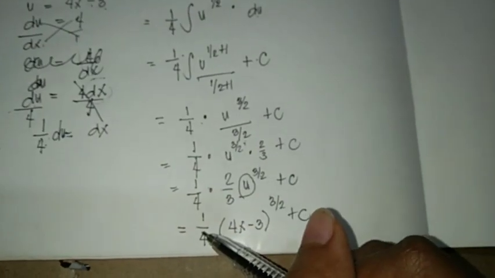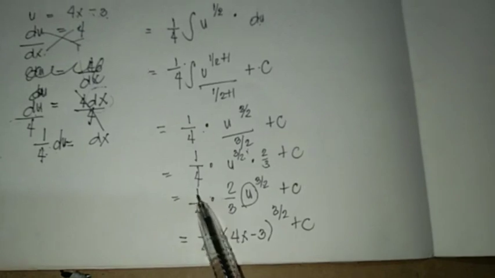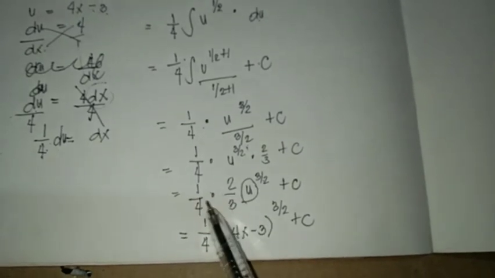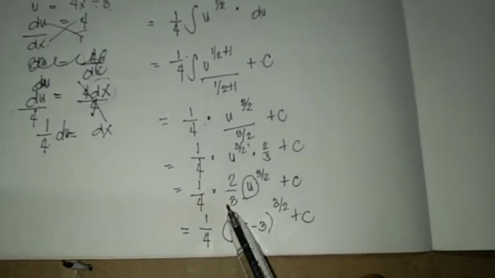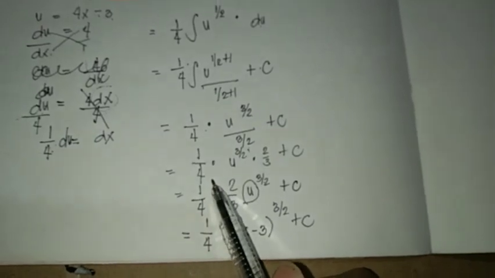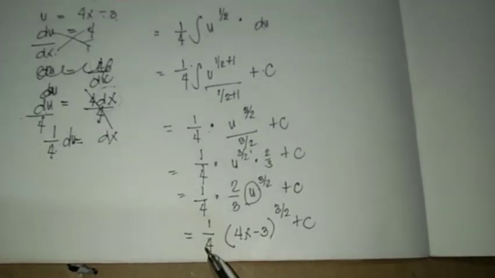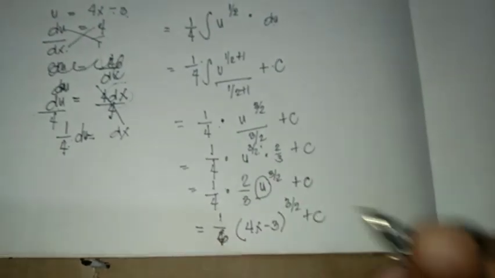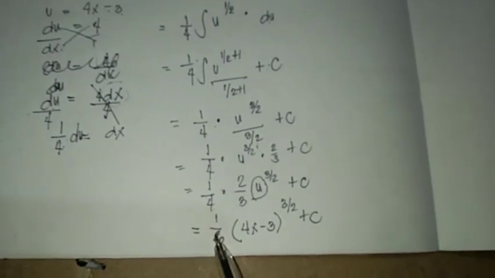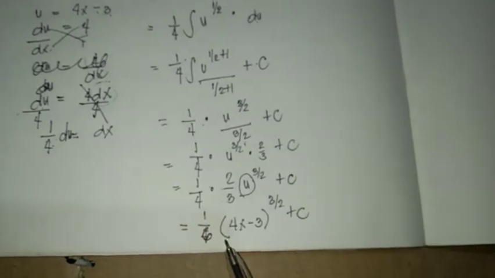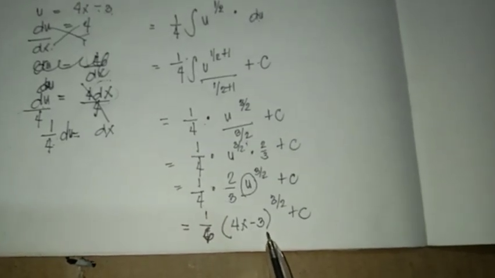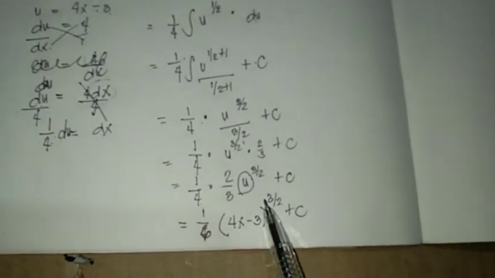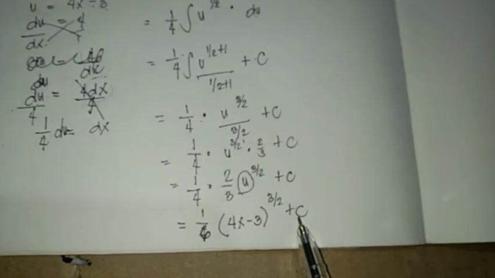So, it's not 1/4. It's 1 times 2, 2. 4 times 3, 12. So, its lowest term of 2 over 12 is 1/6. So, our final answer is 1/6 times 4x minus 3 to the power of 3 over 2 plus c.